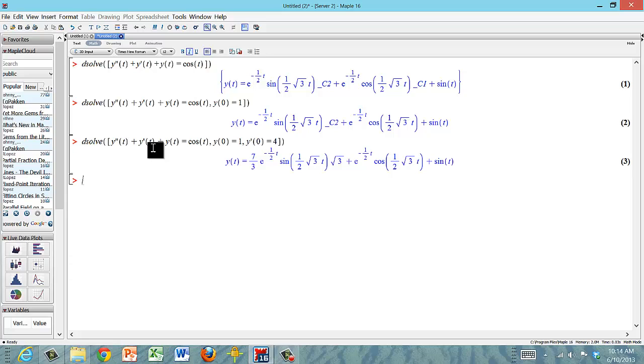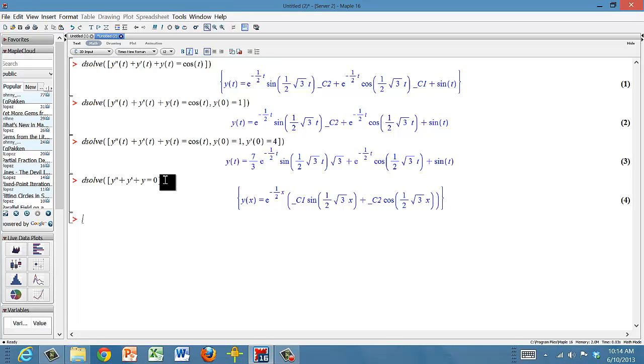There's only a couple things to watch out for here. One is you have to specify the dependent variable here. So I'm saying y double prime of t, y prime of t. Maple will work if you just say y double prime. So if I do this, y double prime plus y equals 0. That works. Notice that Maple just assumes the independent variable here is x.